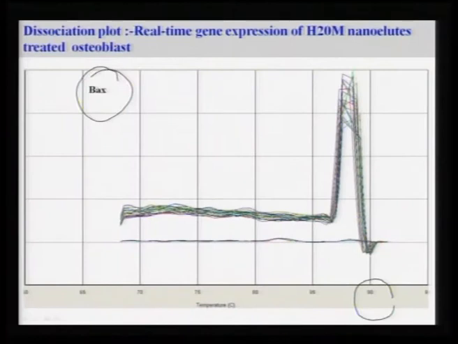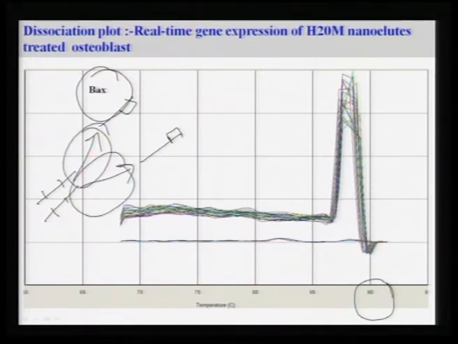Now, this is with the temperature. Why is temperature required? You remember that you have the double strand DNA you want to amplify, you have to heat it so as to separate the strands. Then you have to add some primer here. So, what is the temperature of this heat treatment? You can see that in case of the BAX gene, it goes through a single peak, and this essentially tells you that this BAX gene is expressed in a natural manner, the way it should be expressed after the treatment with the hydroxyapatite 20% mullite eluates.